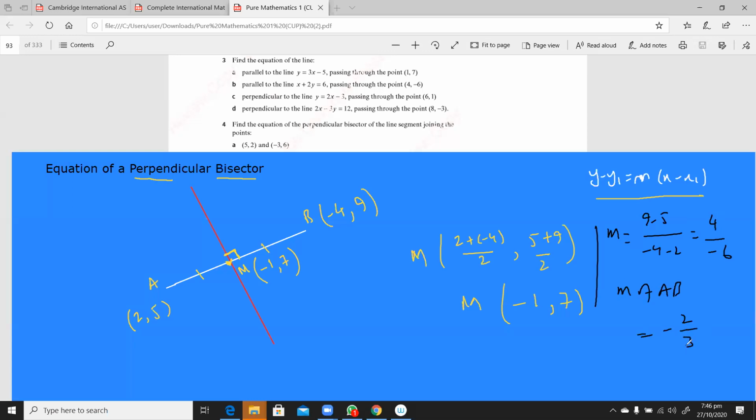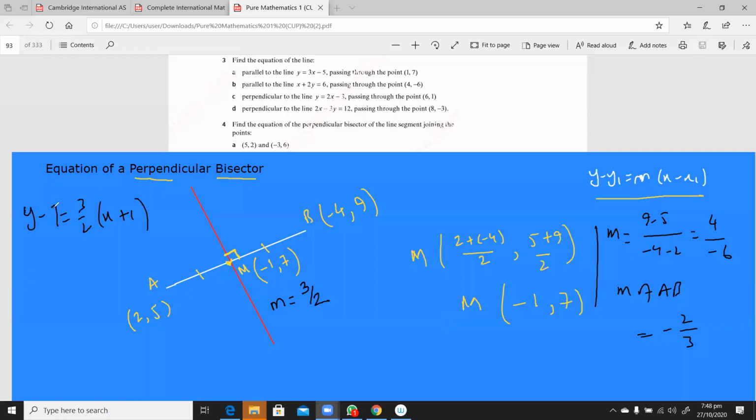So if this is the gradient of AB, then what is the gradient of this red line, which is perpendicular to this line AB? Yes, when two lines are perpendicular, their gradients are the negative reciprocals of each other. So we got a point on this red line through the midpoint formula, and we got the gradient of this red line by reciprocating the gradient of AB. So here is the equation: y minus y1, which is 7, is 3 over 2 into x minus x1. So this is the equation of the perpendicular bisector.